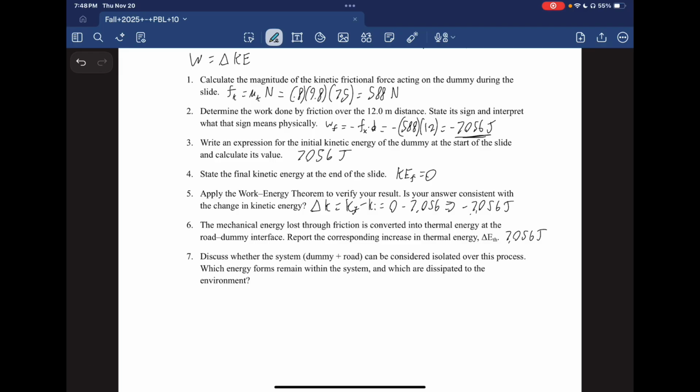So we have to discuss whether the system can be considered isolated over this process. What energy forms remain within the system and which are dissipated to the environment? And the answer is that everything is converted into thermal energy. Some of it is thermal energy that is present on the road, some of it is present in the body, and the rest is lost to the air. Since we're only considering the dummy and the road and not the air, we can't consider it to be a perfectly isolated system because some of that thermal energy is dissipated to the air and the environment around it.